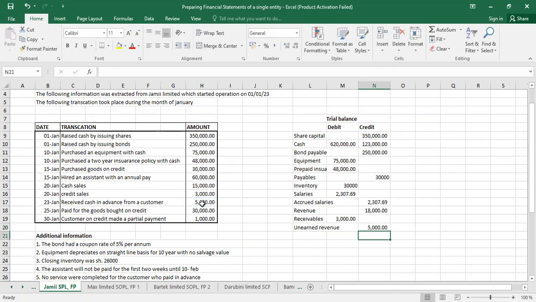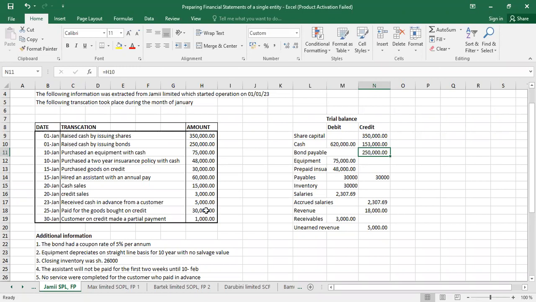Then the next thing you are being told is that we paid for the goods bought on credit, isn't it? So the payables, we will debit our payables to reduce our payable and repay the full amount, isn't it? The corresponding entry is to credit the cash, isn't it? Plus the 30,000. We move to the next thing.